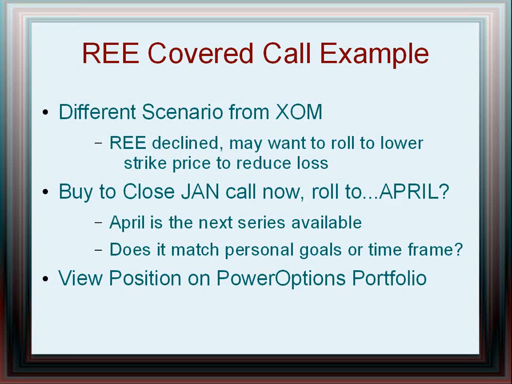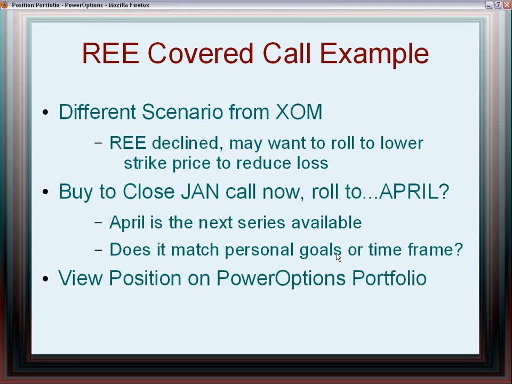Okay, so we may want to buy to close the 12.5 and maybe sell to open an 11 or a 10-strike call to reduce some of the loss we're taking on the stock. Well, we could buy to close the January call now, but roll to April. Again, that's another 122 days out in time. It's the next series that's available after January expiration. We have to evaluate, does this match our personal goals or our time frame?